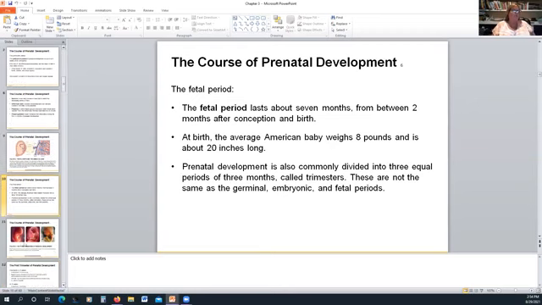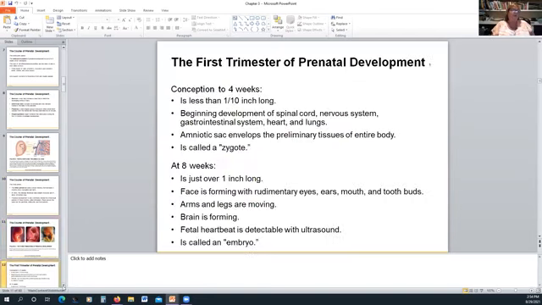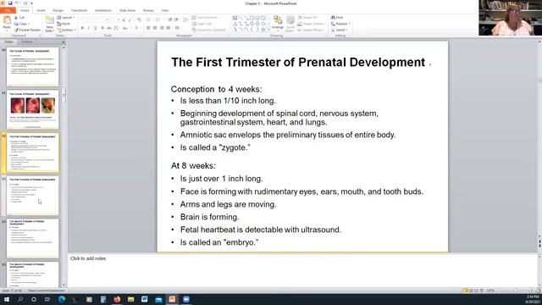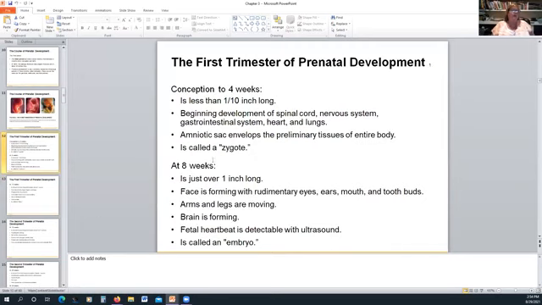When we're talking about trimesters of prenatal development, we are talking about the pregnancy itself. The pregnancy is divided up into trimesters: the first, the second, and the third. Okay, so conception to 4 weeks, and then 4 to 8 weeks, and then 5 to 8 weeks.